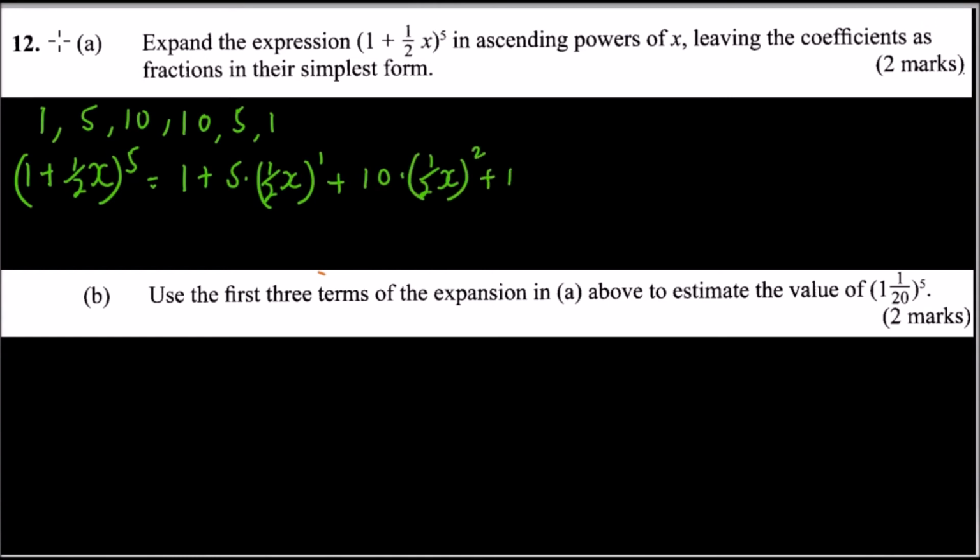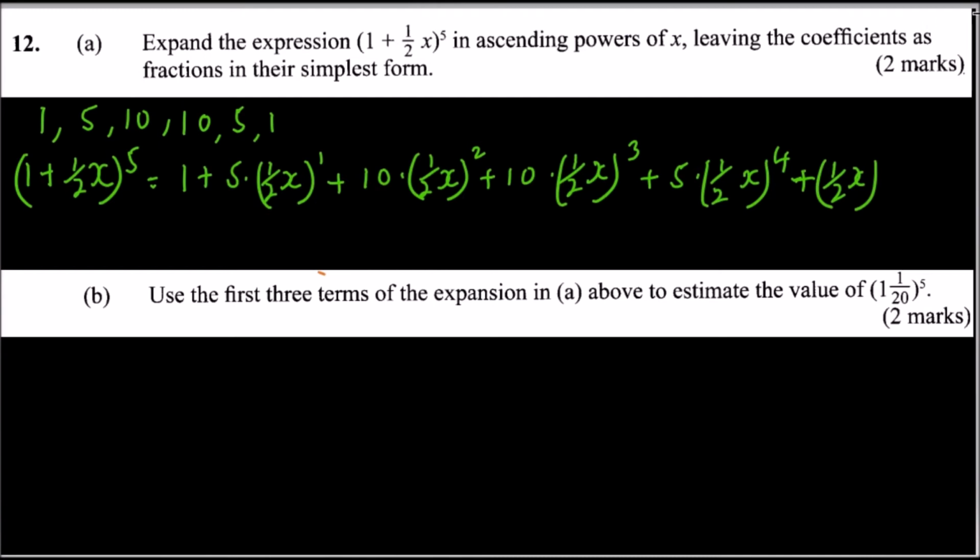Then we have 10 again, the coefficient. We have 1 to power, this is 5, this is 4, 3, this is 2, doesn't change. And we have a half x to power 3. Then we have 5, the next coefficient, and we have a half x to power 4. And finally, we have plus a half x to power 5. So that is the expansion.